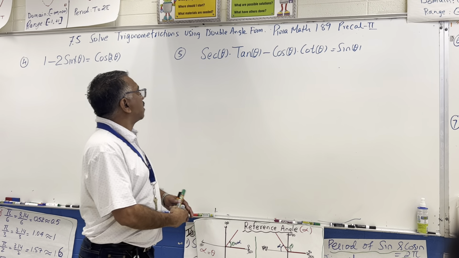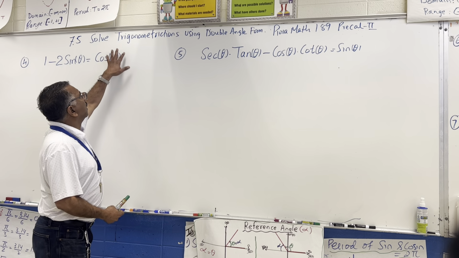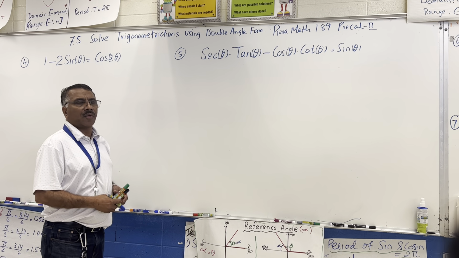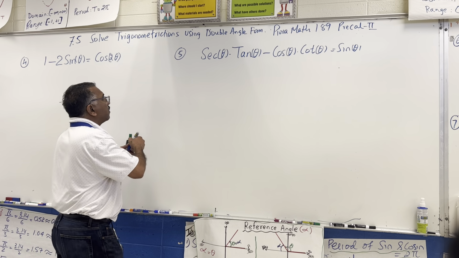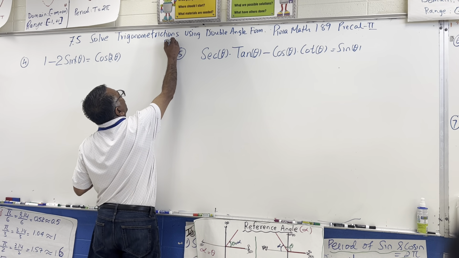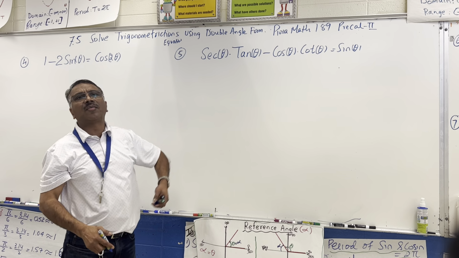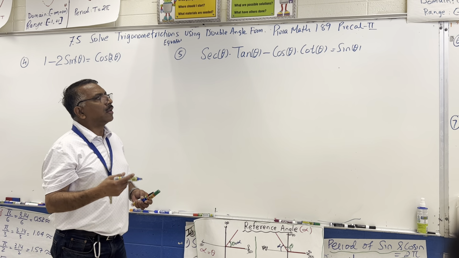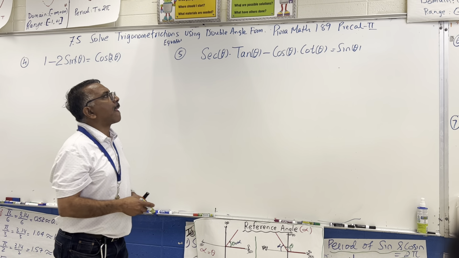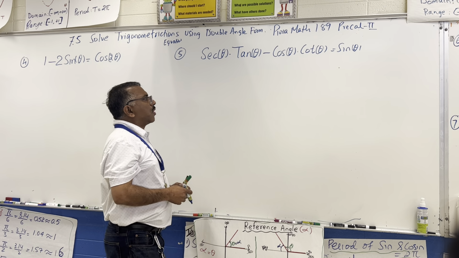So this is lesson number 7.5, solve trigonometric equations. We are going to continue with solving trigonometric equations, but in these problems we are going to use the double-angle formula and then factorize and then find the general solution. Okay, so let's move on.